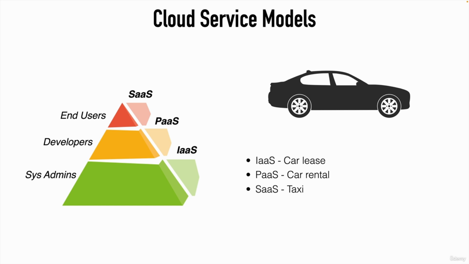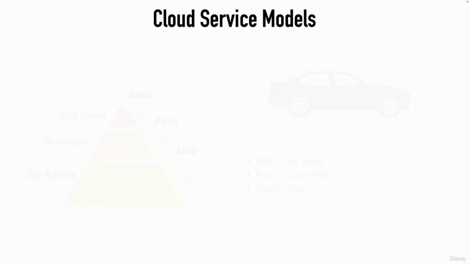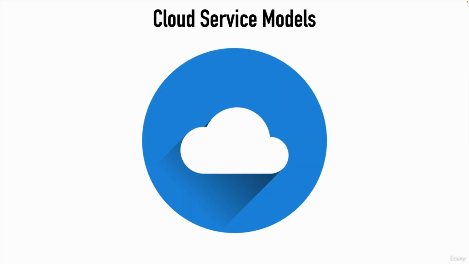And SaaS is like taking a taxi or an Uber. You don't care what it looks like. You don't care about the performance specs. And in this case, you're not even the one driving it. You are not paying the maintenance or the gas costs. That's all included in your taxi fare or in your Uber fees. You just want to get to your destination. That's SaaS. So that's an overview of SaaS, PaaS, and IaaS, our three basic cloud computing service models.